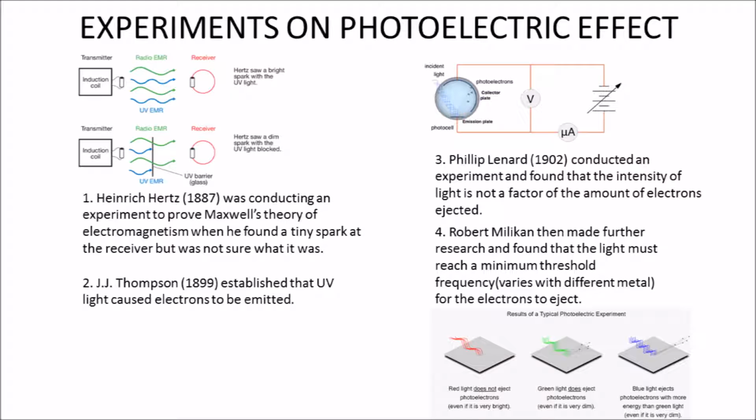Robert Millikan then made further research and found that the light must reach a minimum threshold frequency, which varies with different metals, for the electrons to eject. So, it doesn't mean that when a light has large intensity, it can eject more electrons. Robert Millikan just confirmed Philipp Lenard's conclusion that the intensity of light is not a factor of the amount of electrons ejected.